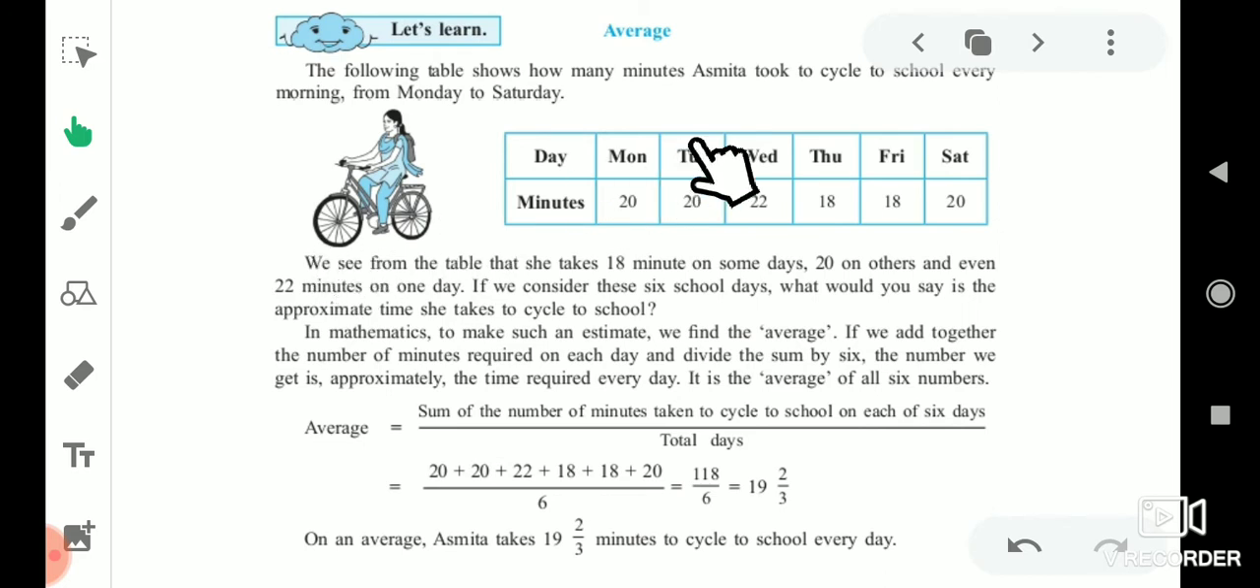a girl, Asmita, took a cycle to school every morning from Monday to Saturday. She goes to school by cycle, and her time is given. On Monday she takes 20 minutes. Tuesday she takes 20 minutes. Wednesday she takes 22. Thursday she takes 18 minutes to go to school. Friday she takes 18 minutes and Saturday she takes 20 minutes. So we have to find out the average time of Asmita.